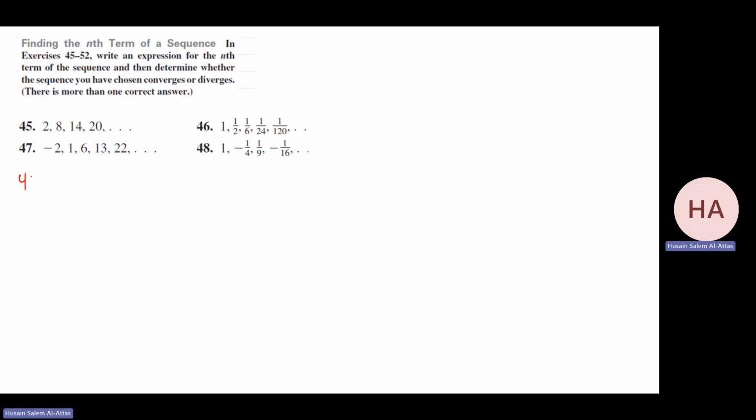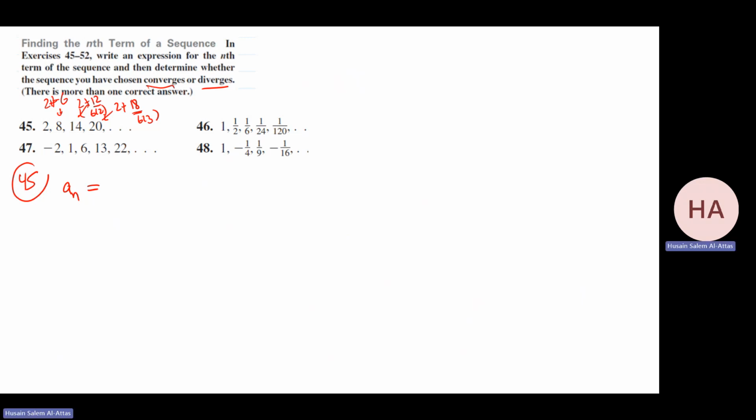Okay, 45. Then also I find the limit, converges or diverges. I find the nth term and then find the limits. 2, 8, 14, 20. It's very clear. This is 2 plus 6, this is 2 plus 12, this is 2 plus 18. This is 6 times 3, this is 6 times 2. So for sure, what is my a_n?